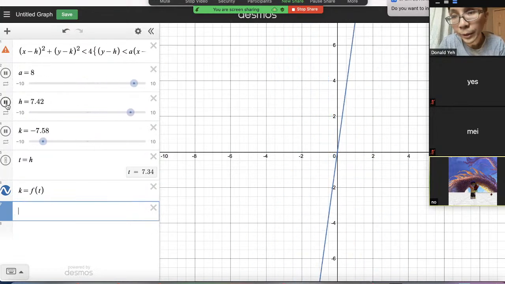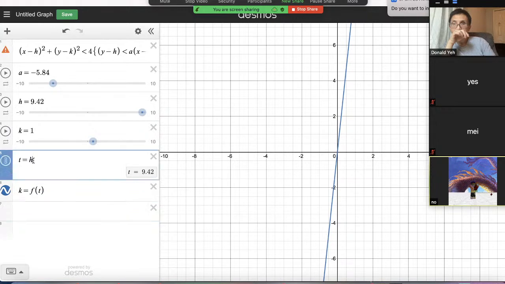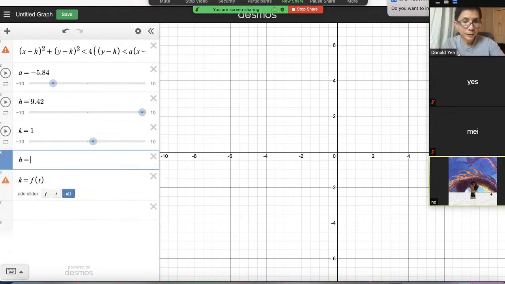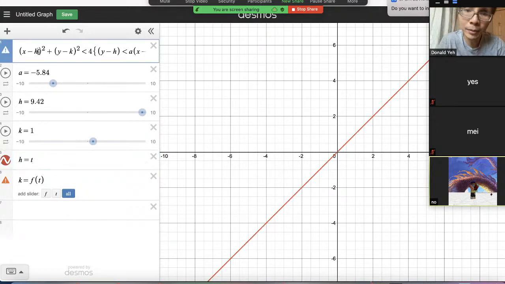That doesn't work, so let me pause this. So T is equal to 9.2, so T equal to H. H equal to T, sorry. H equal to T. I don't know. So maybe we do it in terms of A and B. Maybe let's do that. Oh, if we do H equals to T, then it doesn't know what T is.